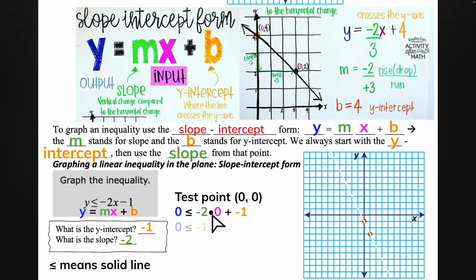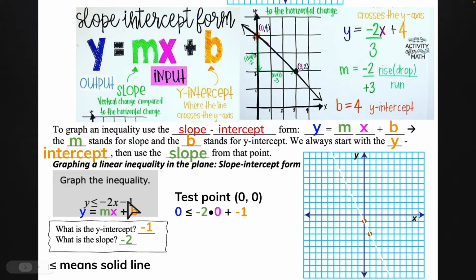So now, to figure out am I shading above or below, you pick a test point. And 0, 0 is a really easy test point to do, as long as the line's not going through 0, 0. So if I have 0, 0, remember this is x and this is y. So I'm going to go y is 0, which is less than or equal to -2 times 0. And I put plus because that's part of the equation, plus b. So plus, and then it's -1 because that was what was actually there.